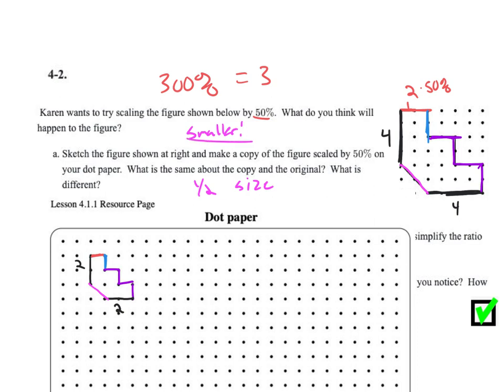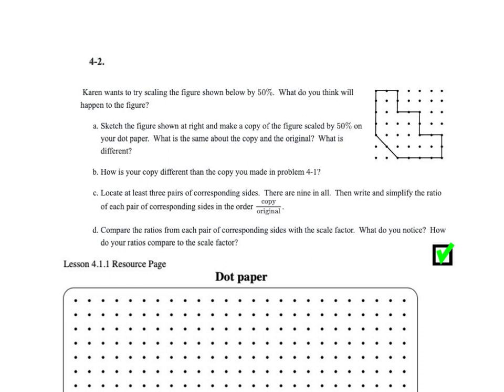Let's see what our next part is in part B. Part B says, how is your copy different than the copy you made in problem 4-1? Well, we said that it's smaller. So instead of getting bigger, it's actually getting smaller. And now we're going to do a similar thing for part C. Locate at least 3 pairs of corresponding sides. So remember, again, if I color code these, that's meaning that corresponding, I should be able to find that exact same side on the new created shape.